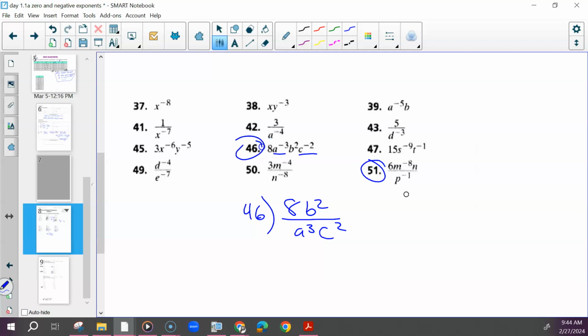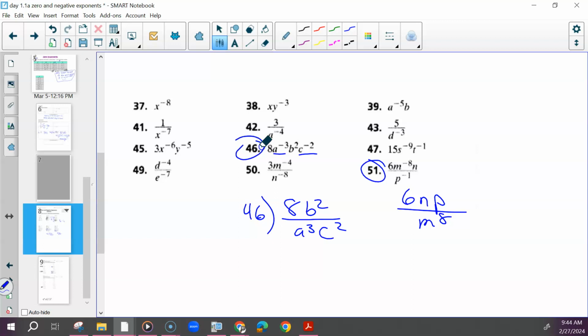51, the m and the p would switch places. It would be 6np over m to the 8. Questions on either of those? Yes. When Mohammed gets back.